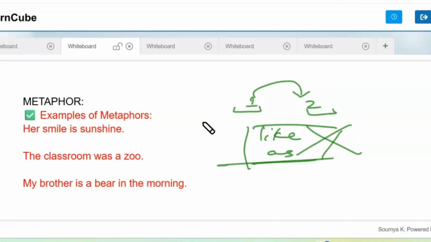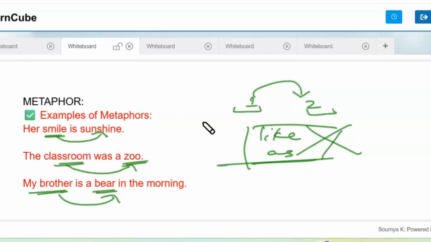Her smile is sunshine. So smile is compared to sunshine, but the smile itself is sunshine. That way it is shown here in the example. The classroom was a zoo. So classroom is a place, zoo is another place. Both of them are compared, or we can say classroom itself is called a zoo in case of a metaphor. Next one is my brother is a bear in the morning. So my brother is compared to a bear in the morning. So brother itself is a bear. So that kind of comparison happens in case of metaphor.